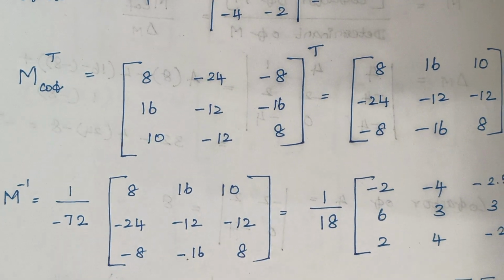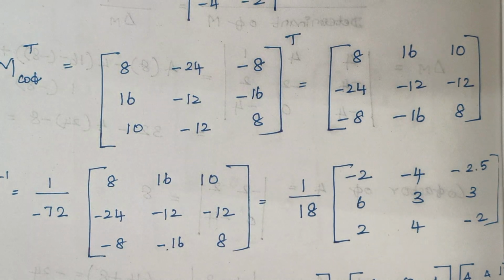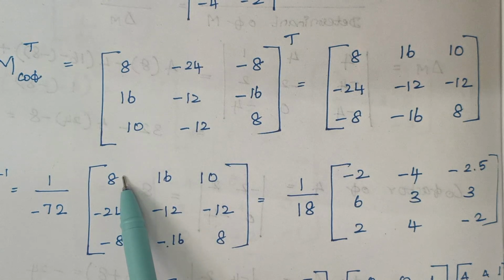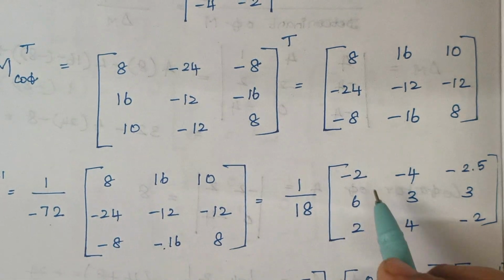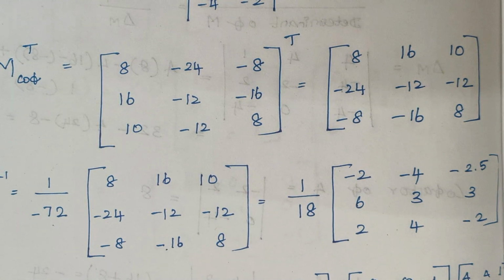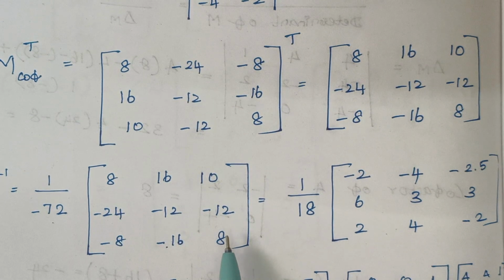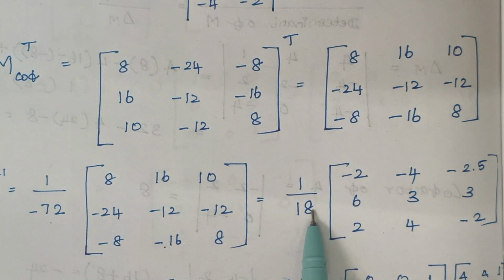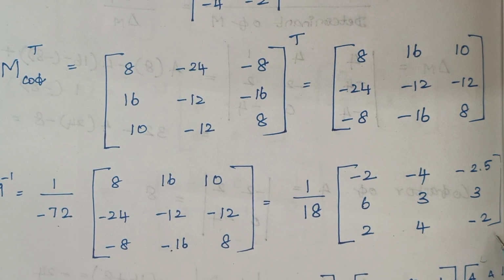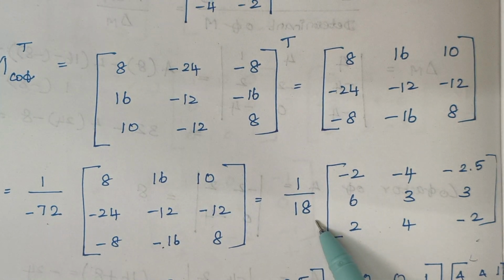So here in this case, we are just gradually reducing the numbers, that is we are dividing, right? So 8 by minus 72 can be written as minus 2 by 18, right? We are taking the common factor as 18 here. So we are dividing these numbers accordingly, right? The denominator term should be 18, right? So here we have found the value of M inverse. I'll tell you the reason why we are ending up with this 18, okay?